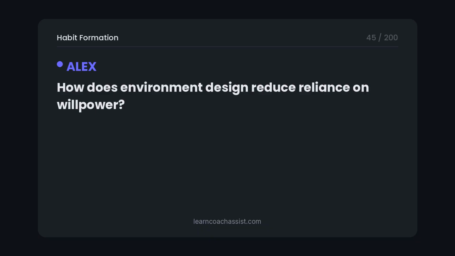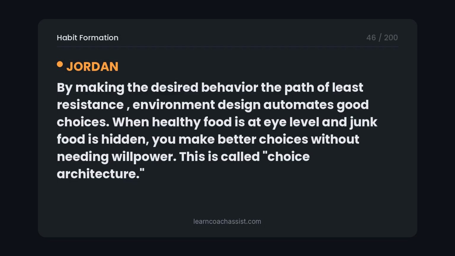How does environment design reduce reliance on willpower? By making the desired behavior the path of least resistance, environment design automates good choices. When healthy food is at eye level and junk food is hidden, you make better choices without needing willpower. This is called choice architecture.